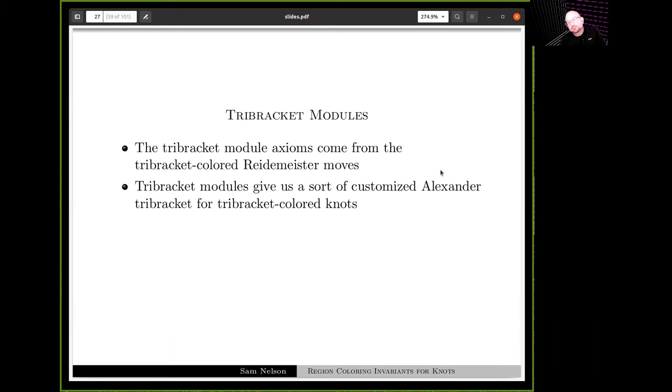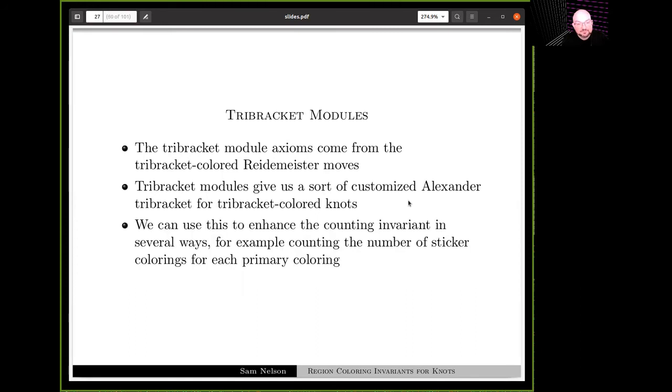So the reason for thinking of this kind of linear combination thing is that there's a type of tribracket called an Alexander tribracket that determines the Alexander polynomial and the Alexander invariant and so forth. And so these tribracket modules give us a kind of customized Alexander tribracket for the different tribracket colorings of the knot that you're starting with. So we can use this to enhance the counting invariant in several ways.